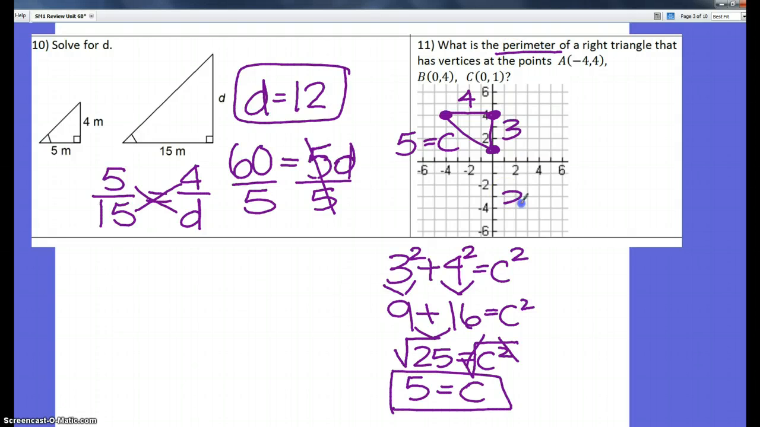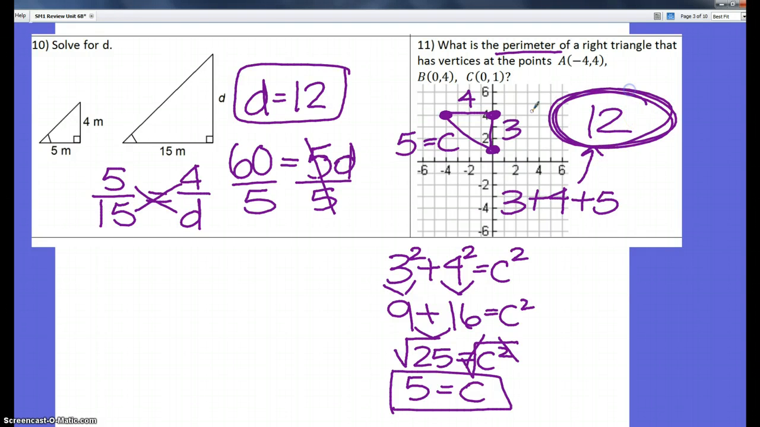Perimeter is add all 3 sides together. So 3 plus 4 is 7, plus 5 more. So our final answer should be 12 units. In this case, it doesn't give us centimeters or inches. So perimeter is 12.